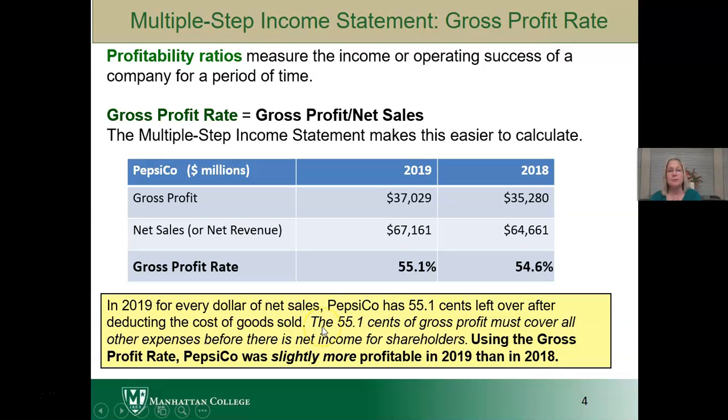Remember, this 55.1 cents of gross profit must cover all the other expenses before there's net income for shareholders. So that's just looking at the direct cost of goods sold deducted from sales. Using the gross profit rate, PepsiCo was slightly more profitable in 2019 than 2018 because it had a higher gross profit rate in 2019, not by much.